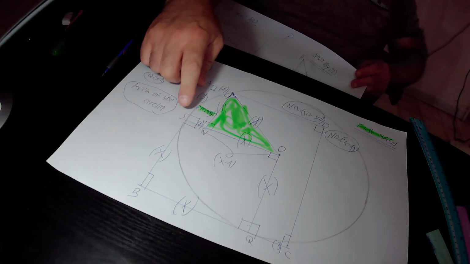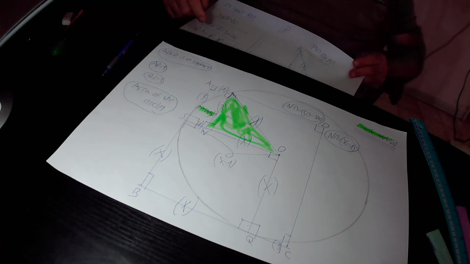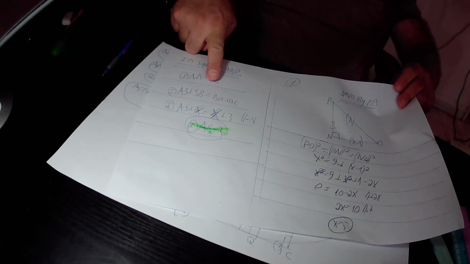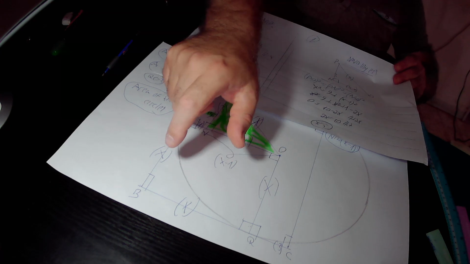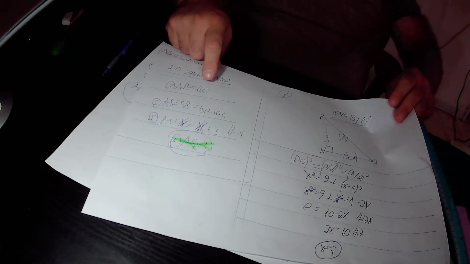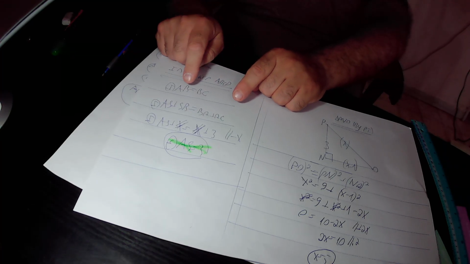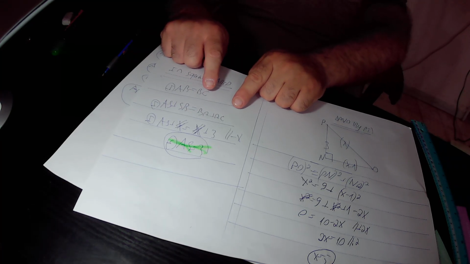AB in total equals AS plus SB, and BC equals BQ plus QC. So in total, I should find that AS plus SB equals BQ plus QC.